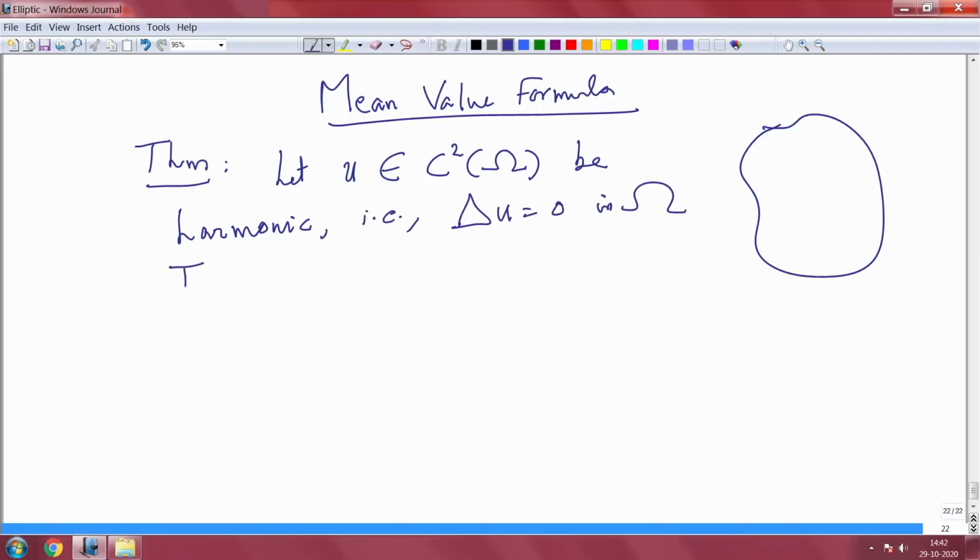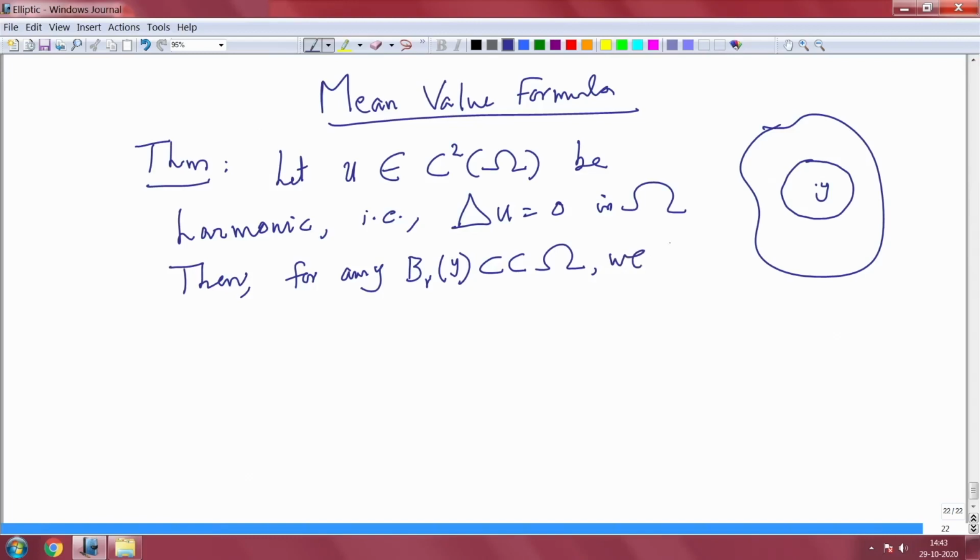Then there are 3 components. For any ball, you choose a point y here, and you look at a ball which is completely contained in Omega, that means compactly embedded. So any ball of radius r centered at y is compactly contained in Omega. Then we have u of y. Okay, let me do it in 3 steps.